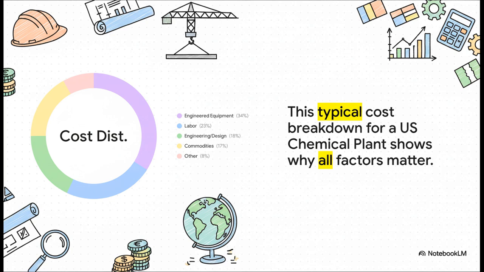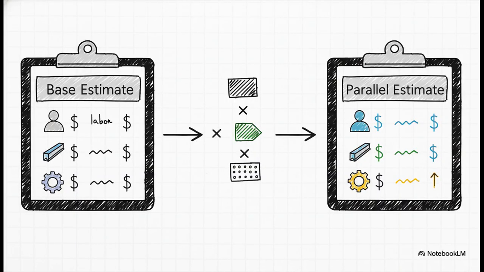A huge discount on a tiny slice doesn't move the needle nearly as much as a small discount on a big one. So you take your original base estimate, you go line by line, and you multiply each cost by its unique new factor. The labor cost gets multiplied by 0.25, the steel cost gets multiplied by its factor, and so on and so on. This creates that parallel estimate, and the ratio between the two gives you your final location factor.